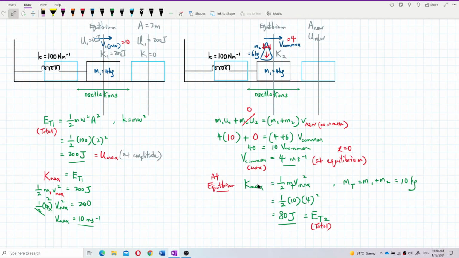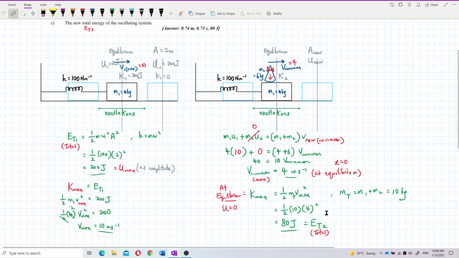At equilibrium, understand? At equilibrium, the kinetic energy is maximum. The potential energy at equilibrium is 0. So all this maximum kinetic energy is actually the new total energy, 80 joule. Compared to last time, the total energy was 200 joule. The total energy has dropped from 200 to 80. You see that? Dropped to 80 joule already.